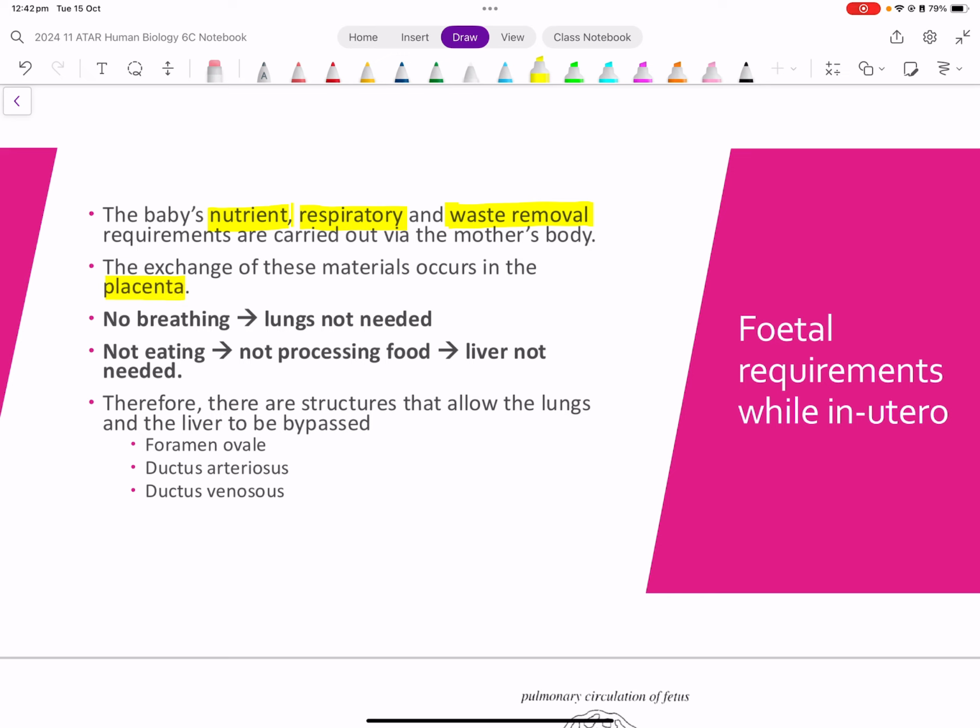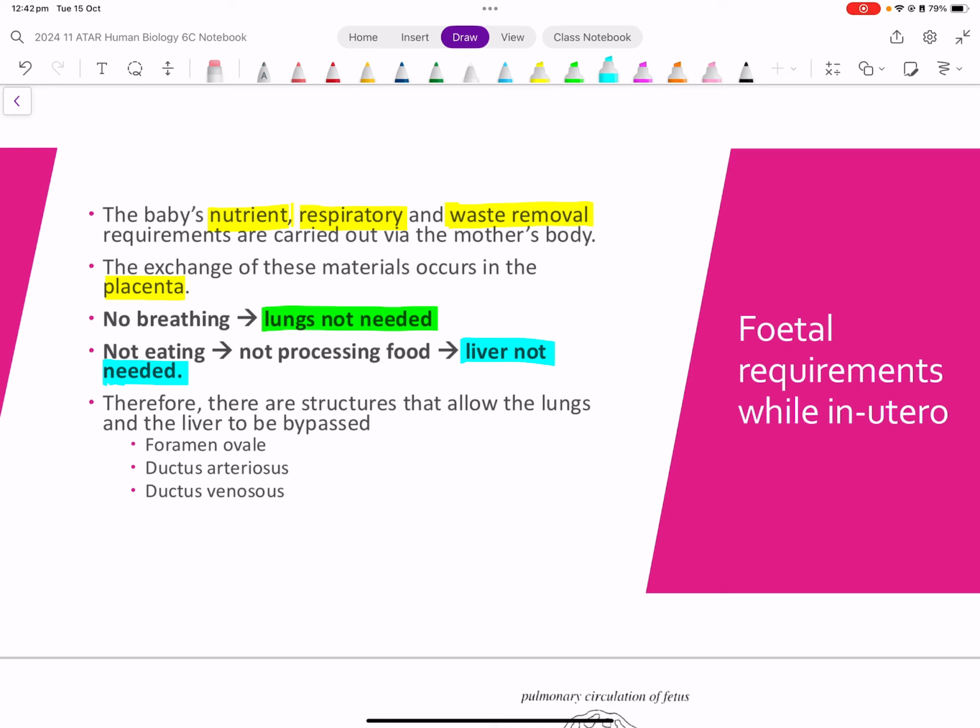Number one, it's during this time that the lungs are not needed. They're not needed because the mother is providing all of the oxygen and removing all of the carbon dioxide for the developing fetus via the placenta. Secondly, as the fetus itself is not eating, it is not having to process its own food, the mother is doing that, and as a consequence, the liver is not required to detoxify any of the chemicals found in the food.